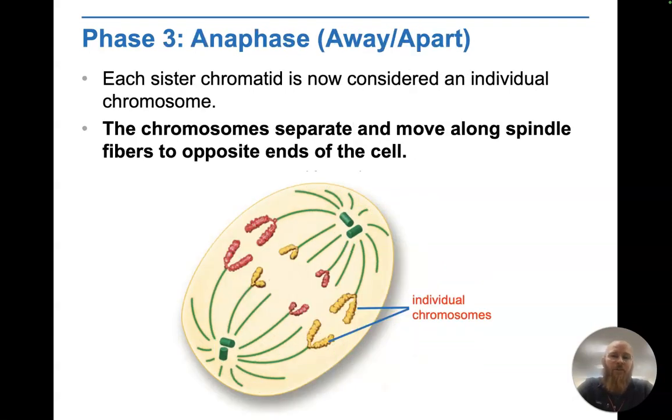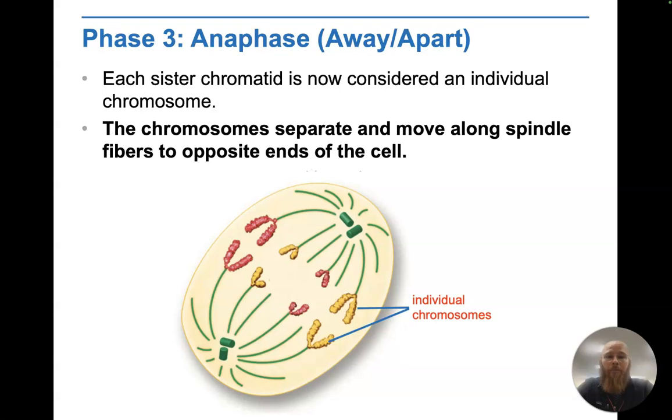And then we get to phase 3, which is called anaphase. You see that anaphase starts with the letter A, so does the word away or apart. Really easy way to remember this phase. So once they've lined up in the middle, now we're pulling each sister chromatid into its own side of the cell. Once we have these chromosomes in each side, this will ultimately be the separate information for the 2 identical cells.